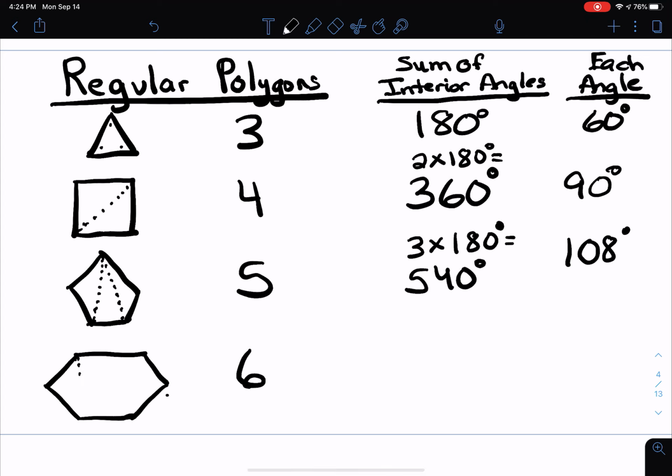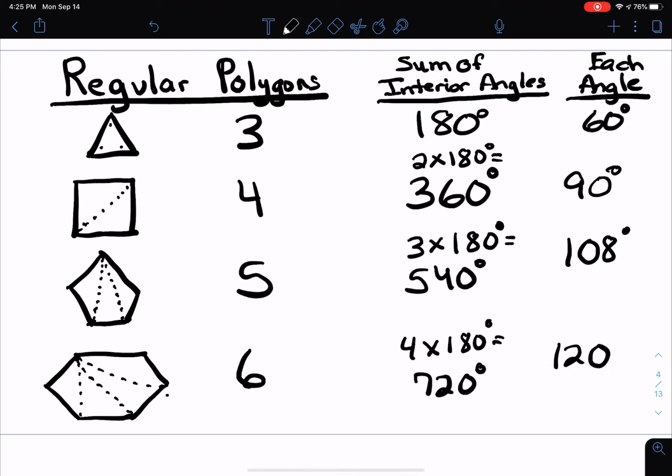Hexagons, start with the vertex, start drawing segments out to other vertices. This way you can draw your triangles so that their angles make up the angles of the hexagon. You end up with 4 triangles times 180 degrees inside of each. Gives you 720 degrees in the hexagon. 720 divided by 6 tells you that each angle is 120 degrees. And you could do this for all regular polygons on up.